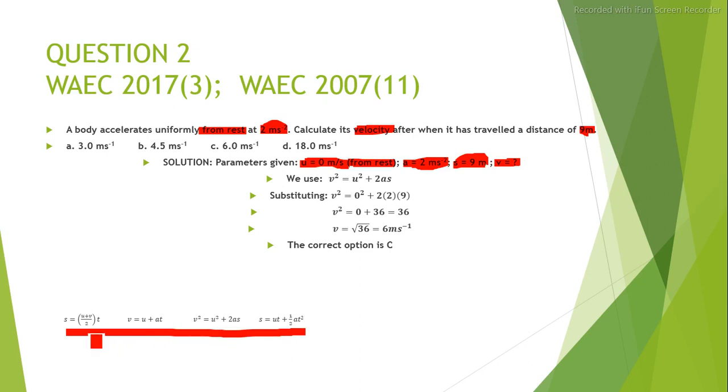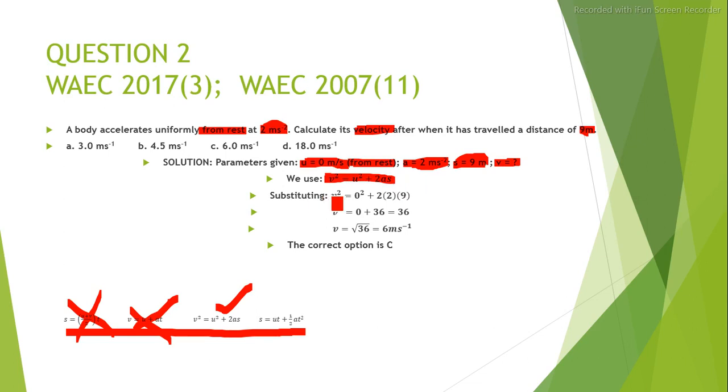Which one are we going to choose? Let's see. We are looking for the one that has u, a, s, v. Again, u, a, s, v. So that is the one that does not have t at all. This one has t, so we cannot use this. This is out. This is out. Good. This is the correct one we are picking. So we are using v squared equals u squared plus 2as.